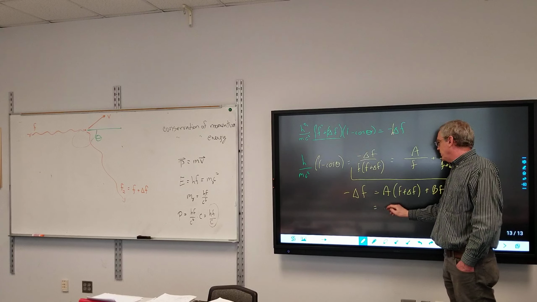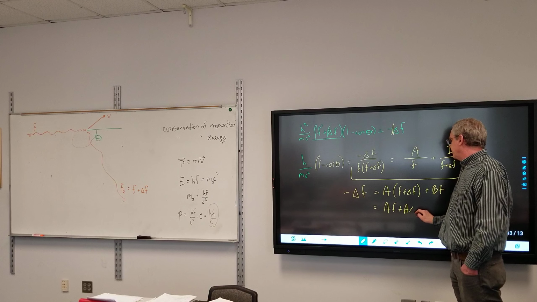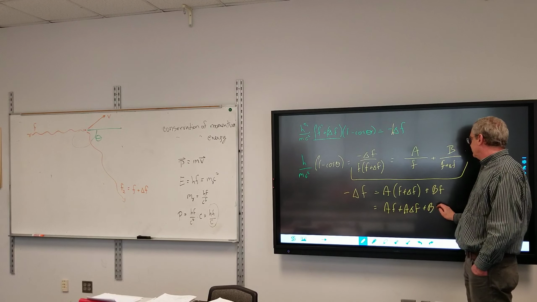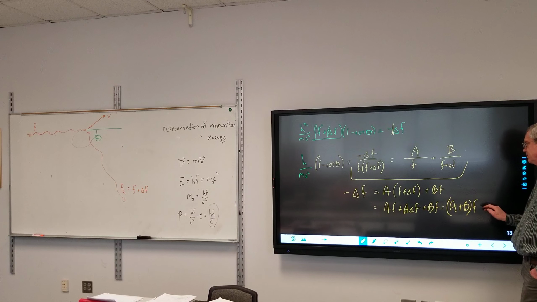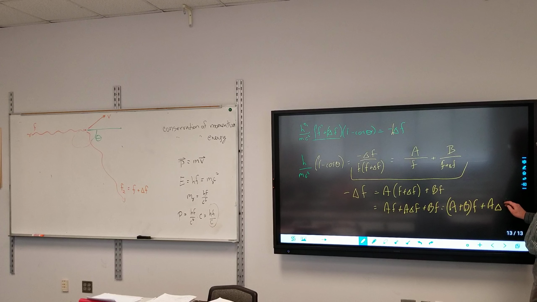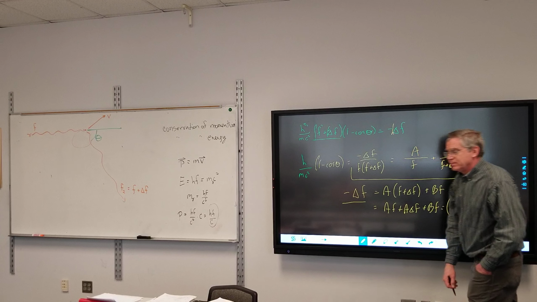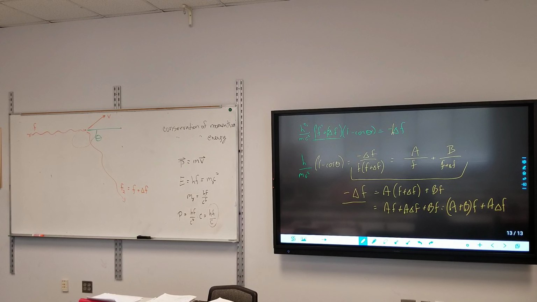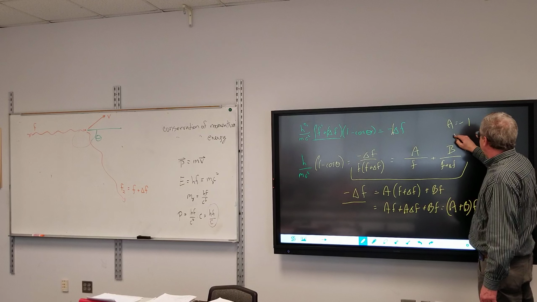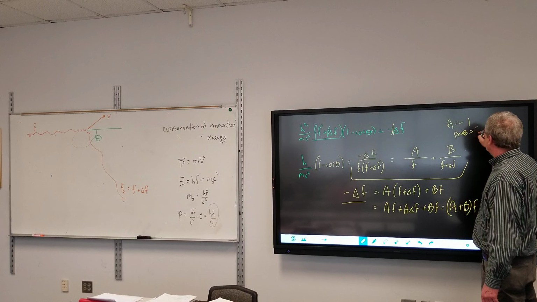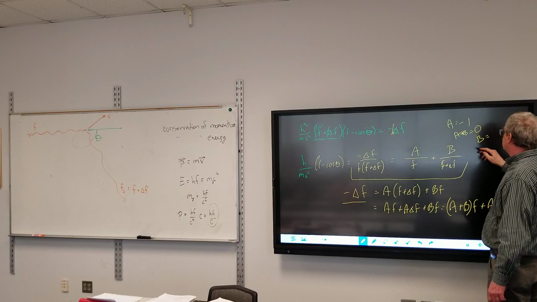So this is equal to Af plus A delta f plus Bf, which is A plus B times f plus A times delta f. If this is equal to this, then A equals negative 1. A plus B equals 0. So we have A is equal to negative 1, A plus B equals 0, so therefore B equals 1.